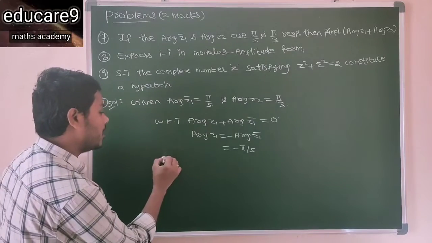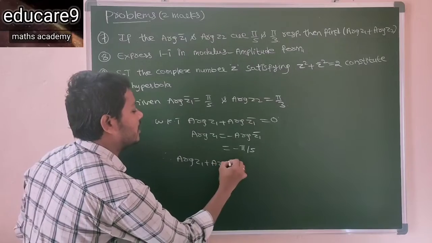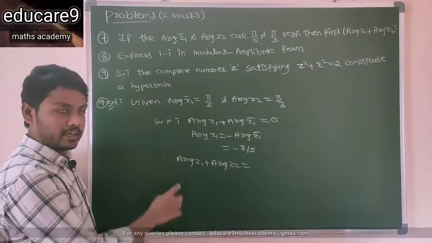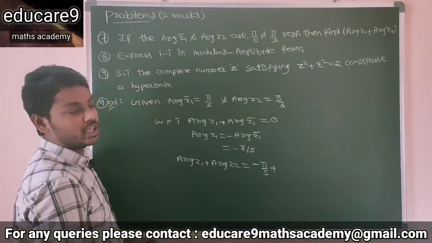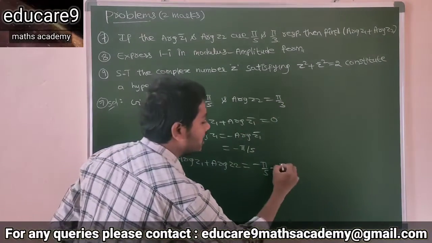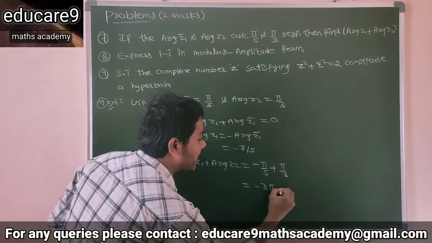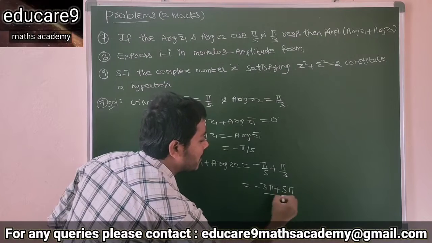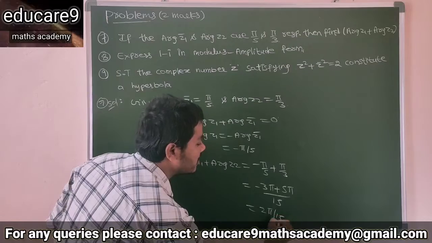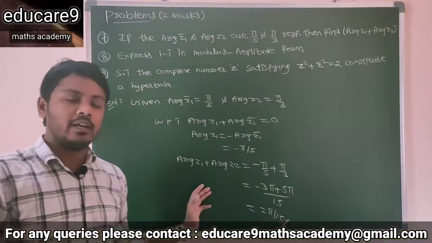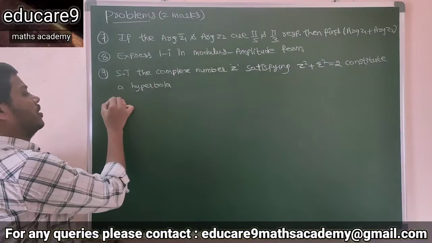So therefore, argument of z1 value is minus pi by 5. So now find argument of z1 plus argument of z2. So what is that? Argument of z1 is minus pi by 5 and argument of z2, that is pi by 3. So this is minus 3 pi plus 5 pi by 15. So you will get 2 pi by 15. So this is the argument of z1 plus argument of z2. So see the next one.